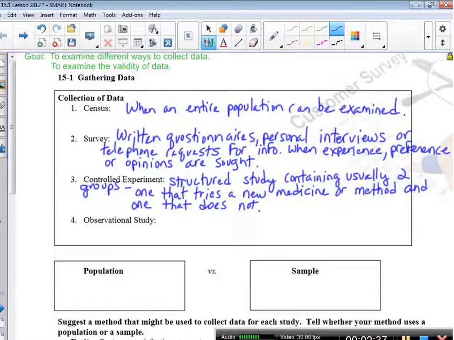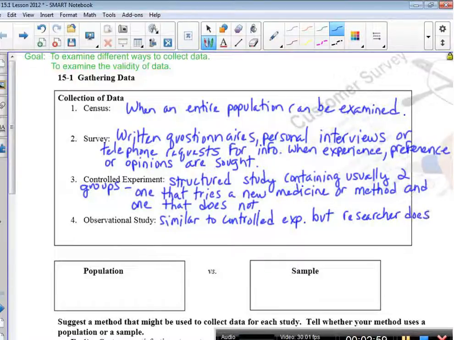Observational studies, similar to a controlled experiment. But the researcher does not apply treatments to subjects. They observe after this treatment has already started.